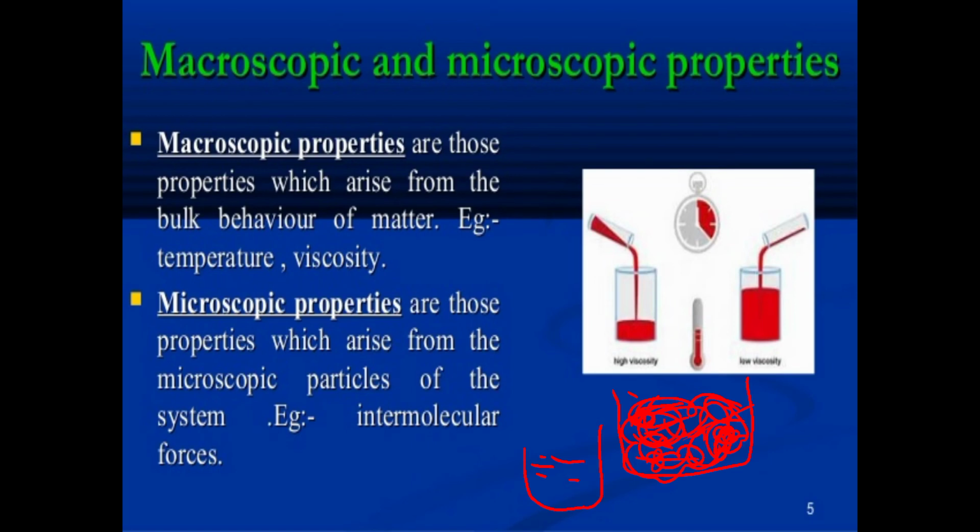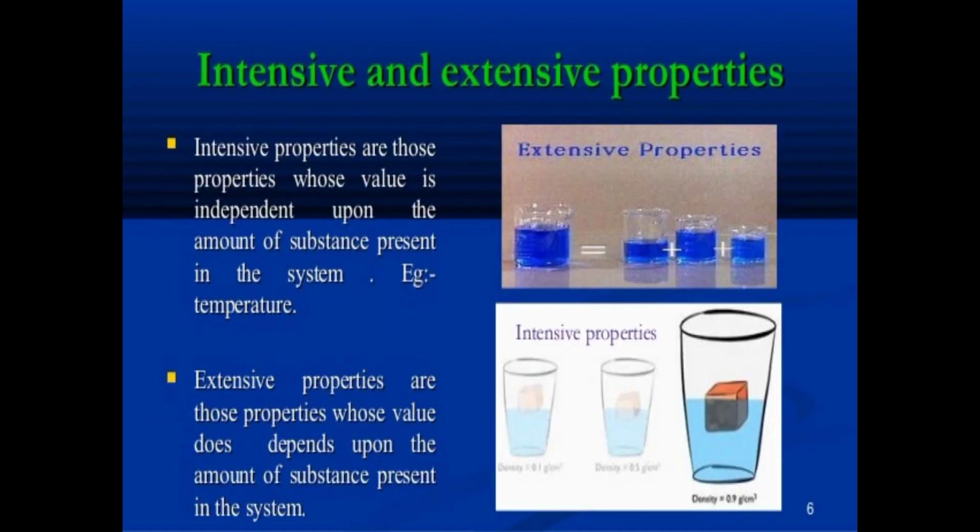But the temperature, viscosity and all will not depend upon each and every particle. They depend upon the bulk of the matter. Such things are known as macroscopic and microscopic properties. So these are very important terms in thermodynamics.